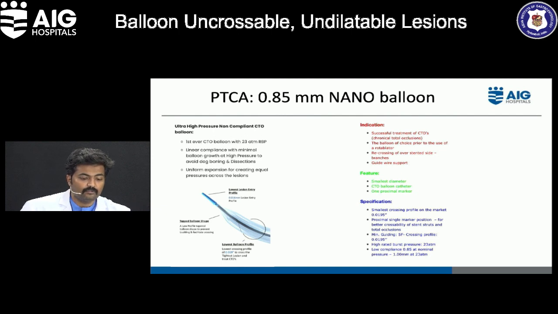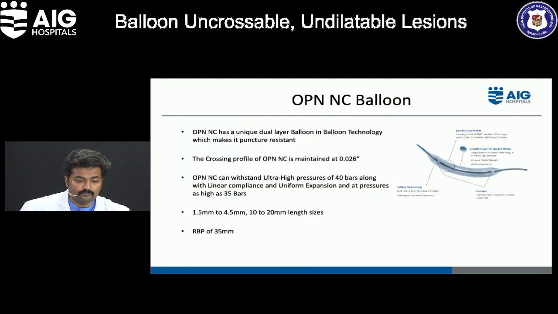So we tried, as a last resort, using the nano balloon, which had a very low crossing profile. The lesion entry was very small and it was very trackable, with a balloon with a very high burst pressure of 23 atmospheres, which is regularly useful in CTO treatment. But at that point of time, since most of the smallest profiles were not crossing, as a last resort we tried this, and luckily this balloon went in.